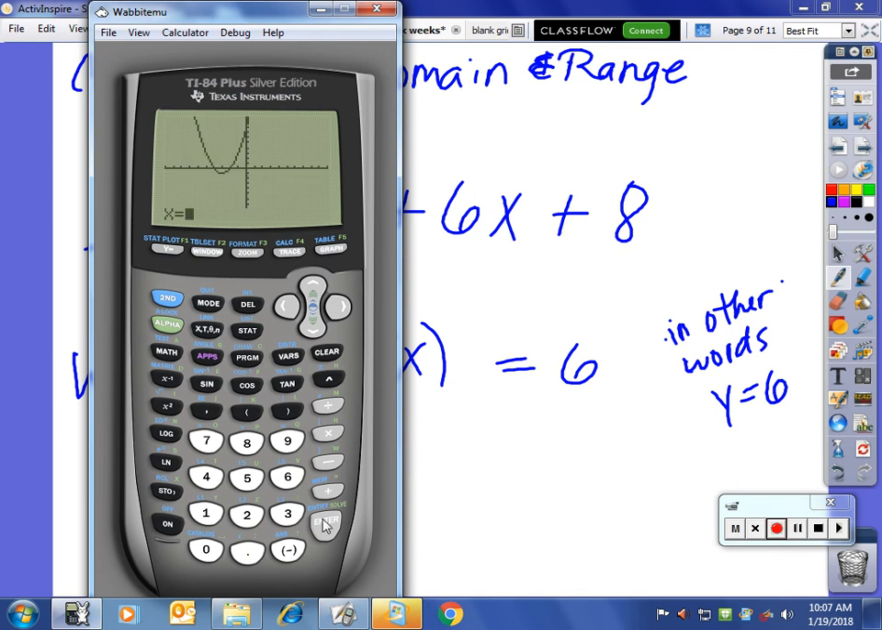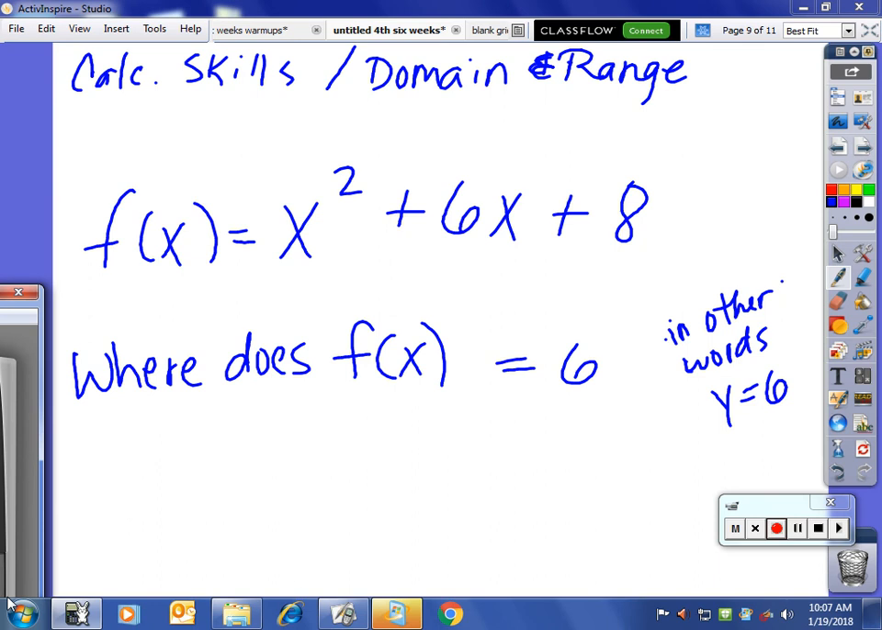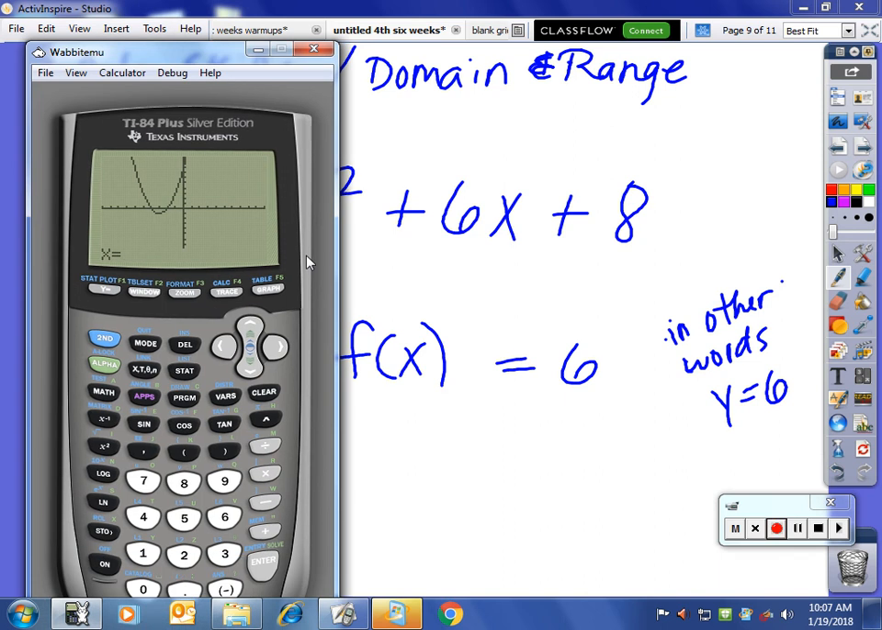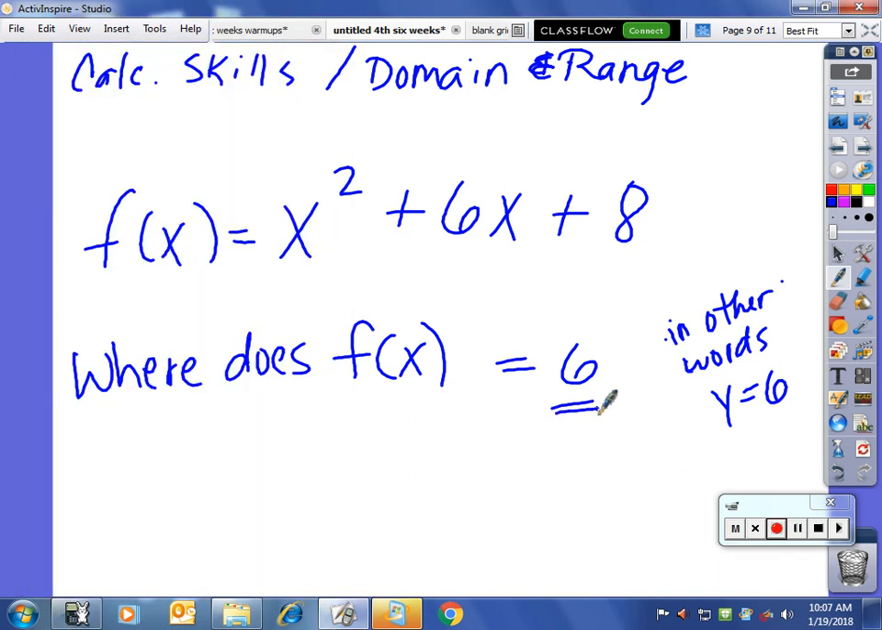Because when I hit calculate, what is it asking me to tell it? An x value. It's not asking me to tell it a y value. I don't know the x value. That's what I'm trying to find. I know the y value. It's kind of like finding the zeros, except we're not finding the zeros, we're finding the sixes.